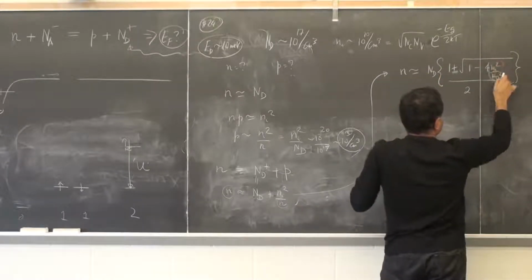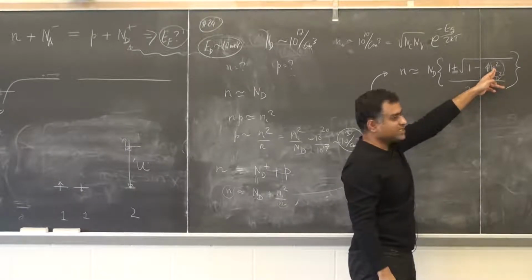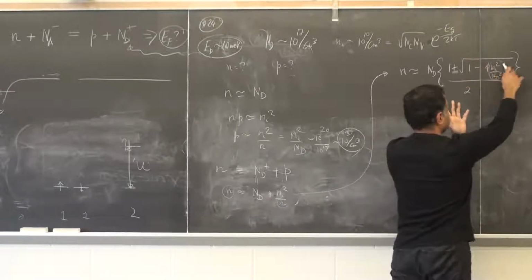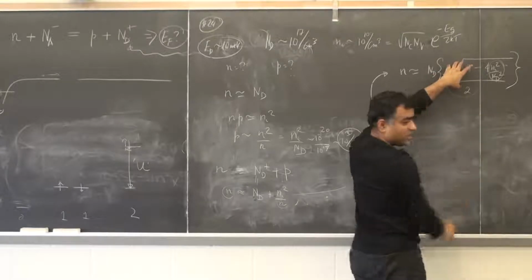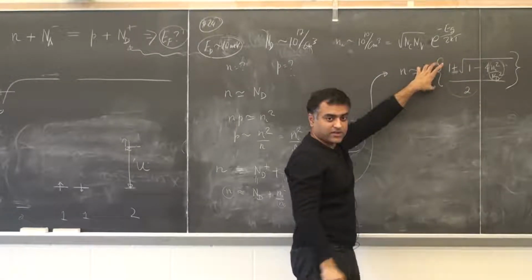And this shows that if your doping density is much larger than the intrinsic carrier density, you can neglect this term, and this thing just becomes 1. And so you get N is roughly equal to Nd. So you recover all the charge.